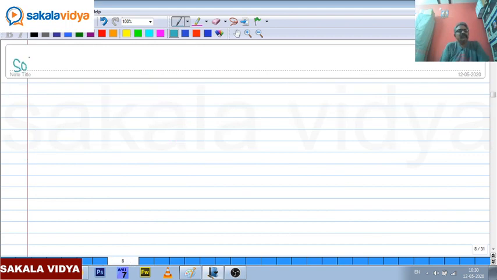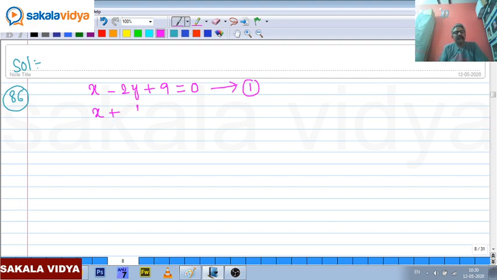Solution of 86. What are the equations? Once again write down. X minus 2y plus 9 is equal to 0. Equation 1. X plus y minus 9 is equal to 0. This equation 2. And 2x minus y minus 9 is equal to 0.